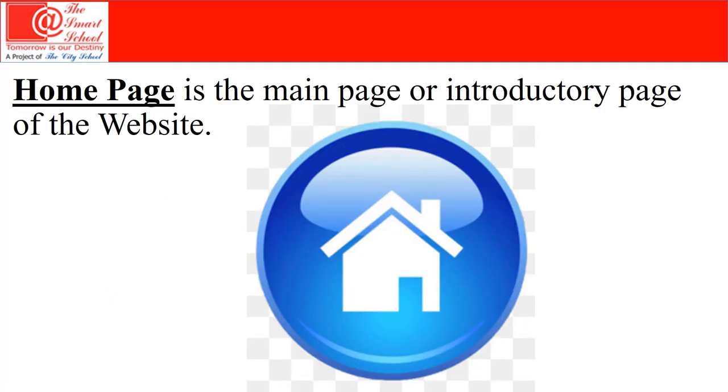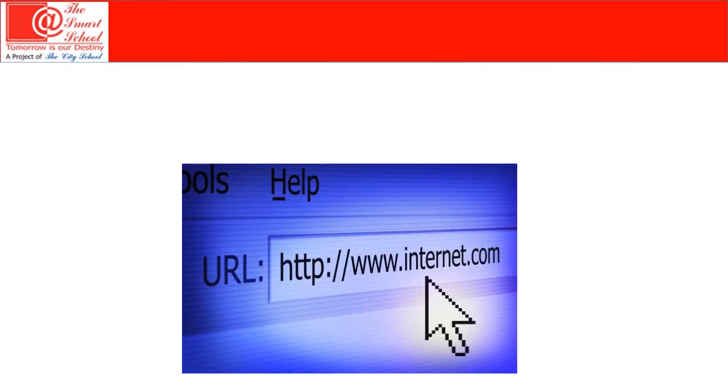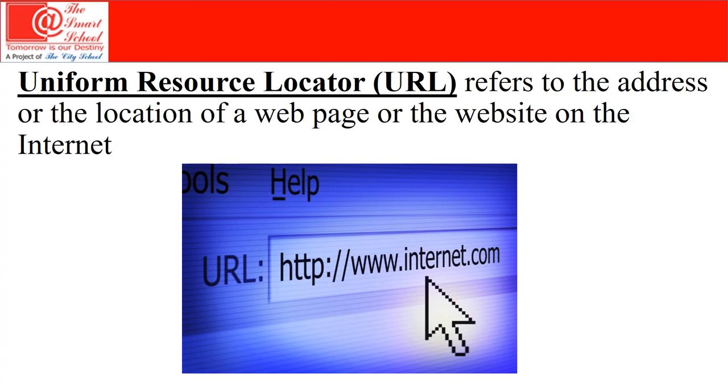Homepage. Homepage is the main page or introductory page of a website. For example, when you open google.com, the first page that appears is the homepage. Hyperlink. A hyperlink connects the users to other parts of the same or other related web pages. Uniform Resource Locator or URL. It refers to the address or the location of a web page or the website on the internet. For example, www.gmail.com.